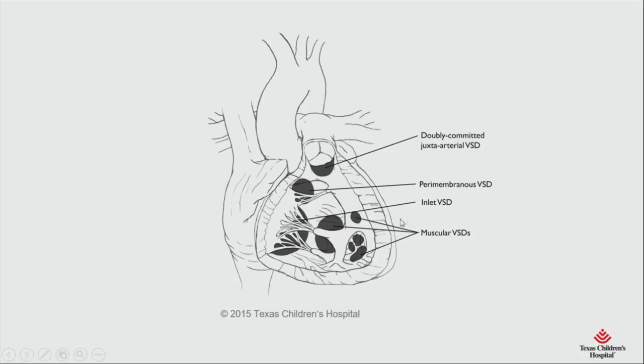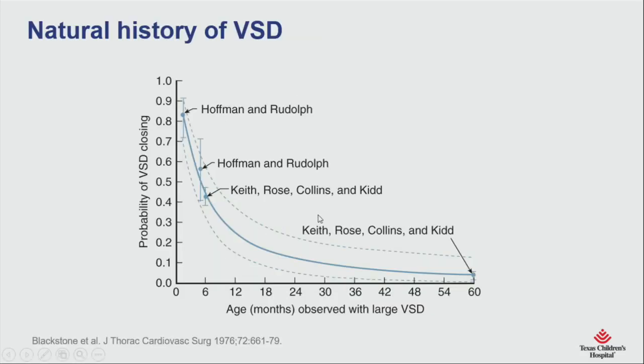Anything else that's on the muscular septum and has a complete muscular rim throughout is going to be a muscular VSD, and that can be apical, mid-muscular, high muscular, or posterior muscular, depending on where exactly it is located. As you guys know, most VSDs will close spontaneously.